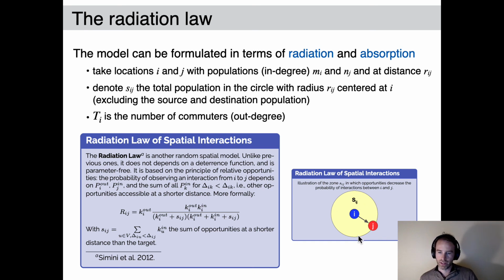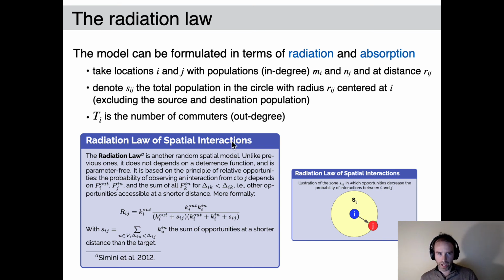So let's see on a drawing how to interpret this. You want to know the strength of the interaction between i and j, so for a job seeker in i to find a job in j. Well, it depends on all the other opportunities you have in this circle, so at a distance which is the same or shorter.